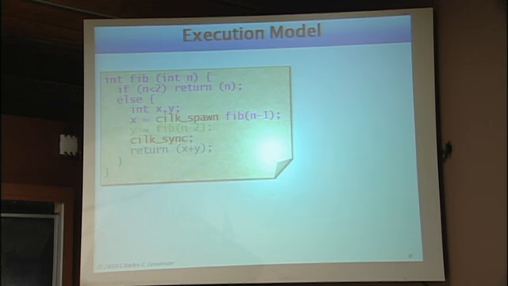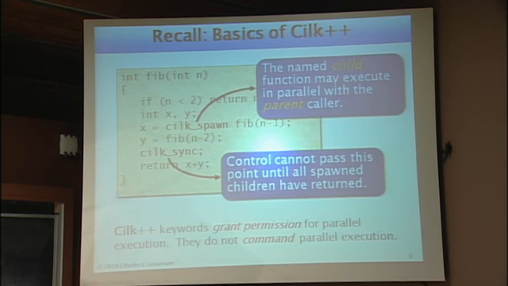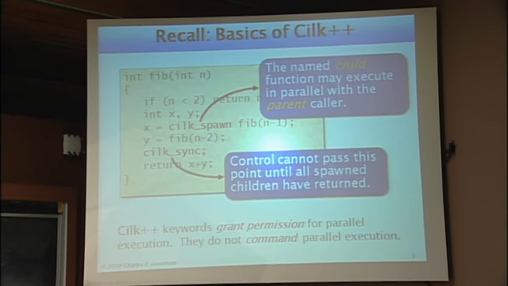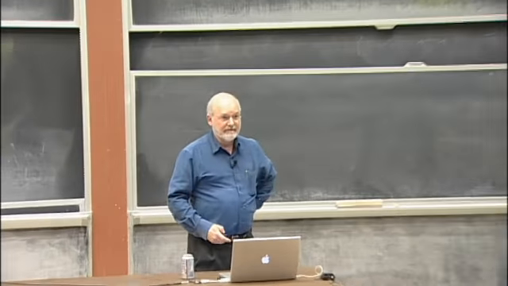Yes? Can the runtime system figure out that spawning an extra child would be more expensive? Like, can it look at the input and decide? I'll show you how it works later in the lecture, and then we can talk about what knobs you have to tune. Okay?